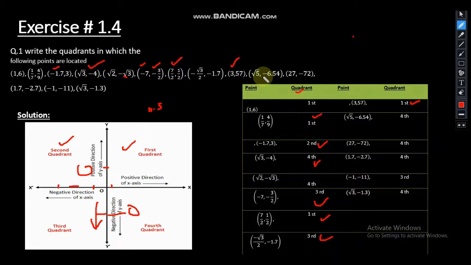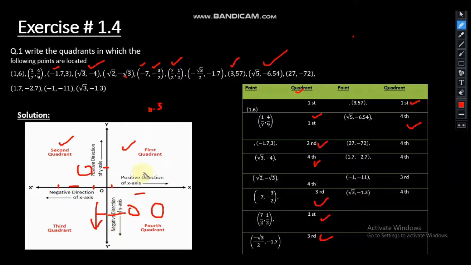Now next, under the root 5, which is also positive, minus 6.54, which is negative, so the value of y is negative, which means here, and positive x direction here, so this is the fourth quadrant. So we can write in here fourth quadrant.